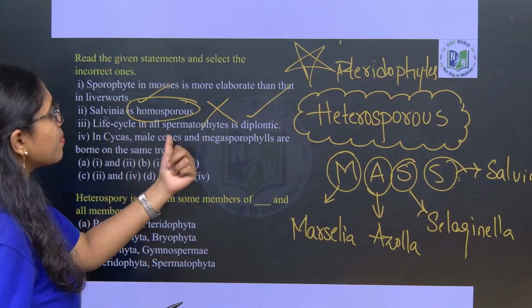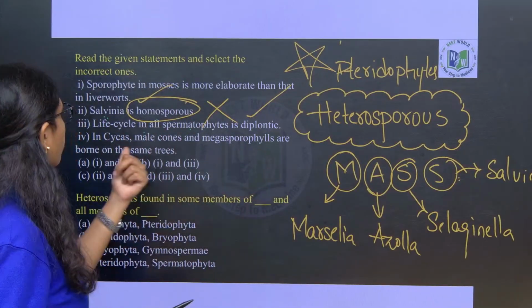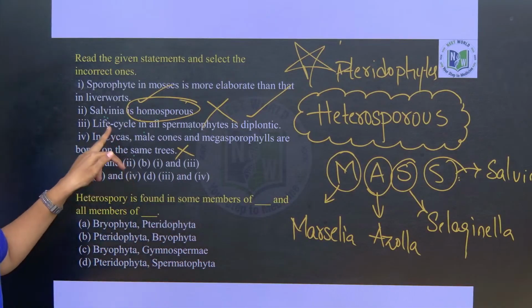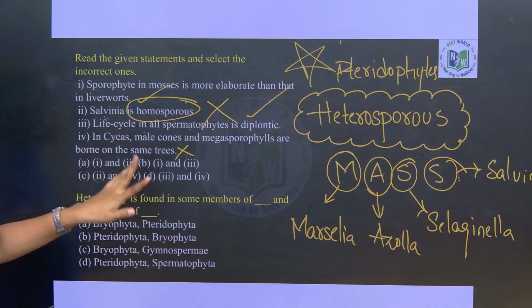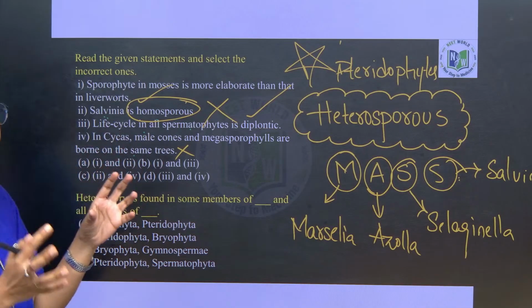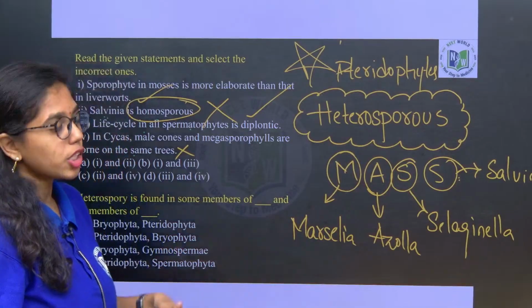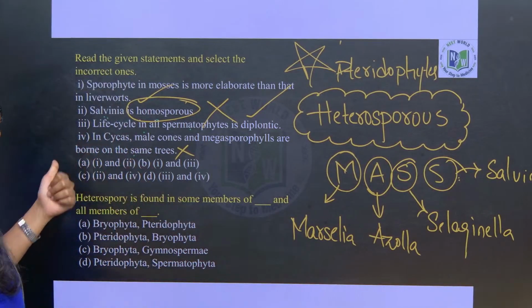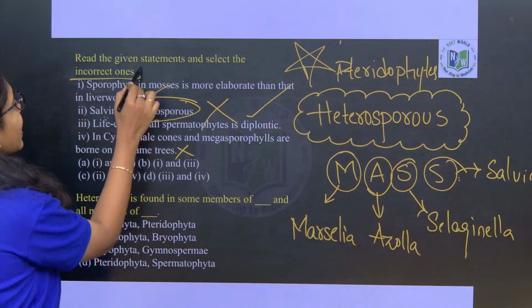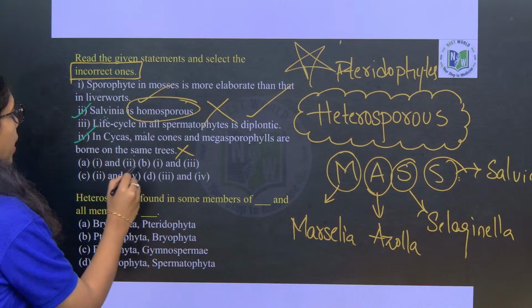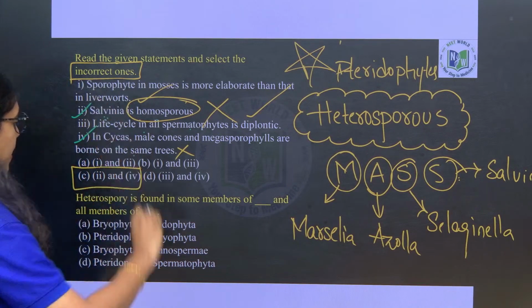In cycas, male cones and megasporophylls are borne on the same trees. Wrong. In Pinus, it is monoecious. Monoecious means male and female cones you can see on the same plant. But this is not the case in cycas, which is unisexual. So, fine, here what we have to analyze are the incorrect statements. What are the incorrect statements here? 2 and 4, right? So here we have to go with option C.